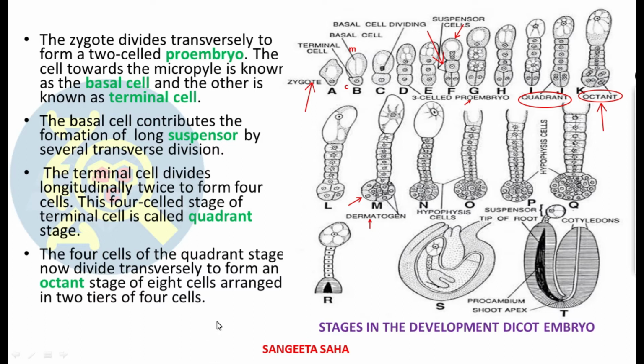There is one more change that takes place in the pro-embryo. Now, the next change that occurs will be observed in the hypophysis. This hypophysis again divides and forms 8 cells, and these 8 cells have got different fates. The hypophyseal cells are already mentioned in the diagram. Rest of them, that is the suspensor and the haustorial cells, remain the same.